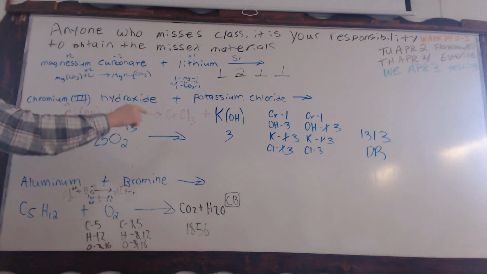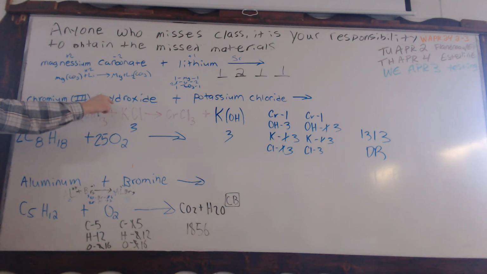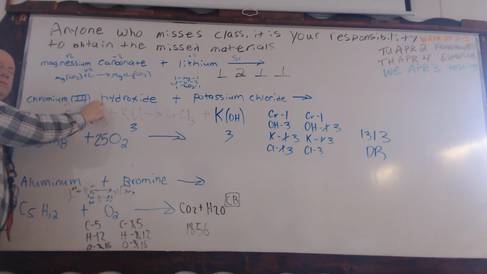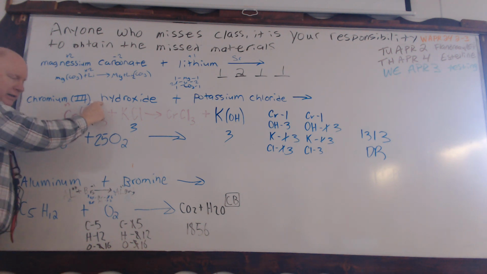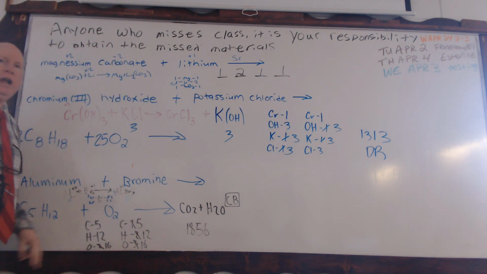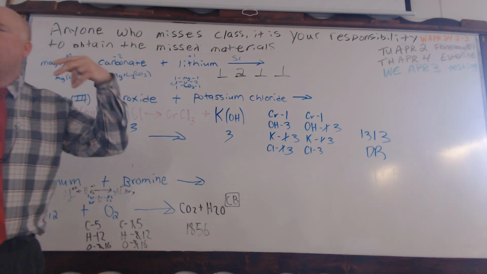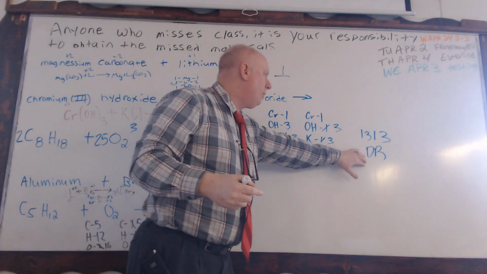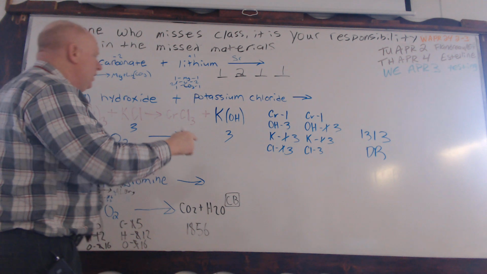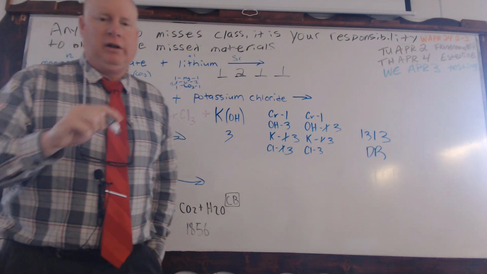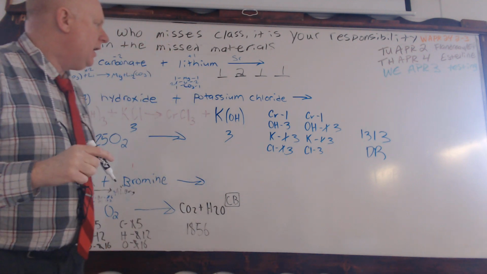But when we look at this here, chromium 3 hydroxide and potassium chloride, is this a compound? Yes. Is this a compound? Yes. So when you have 2 distinct compounds, 2 replacements took place. That's why we call that a double replacement. So then here's your product on this side. For those of you who tune into this, this will allow you to go back and watch this, should you choose to do that.